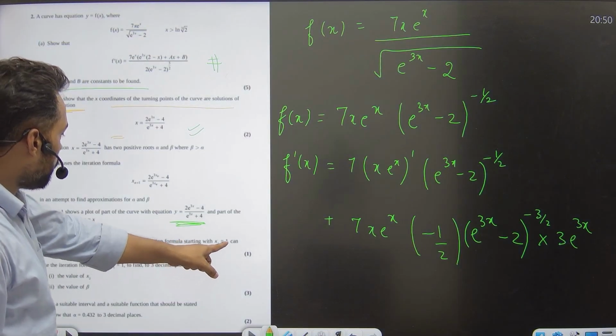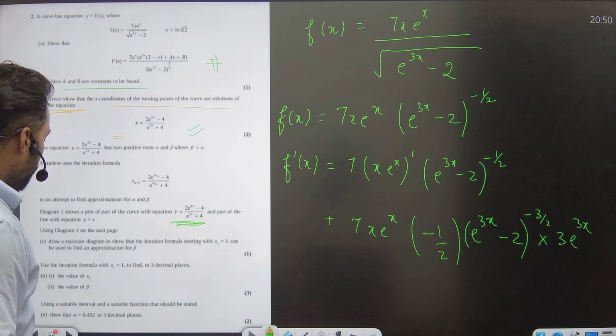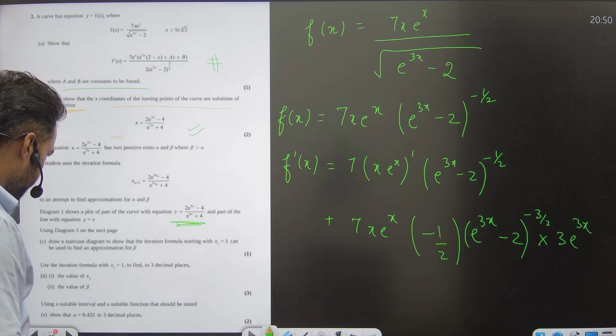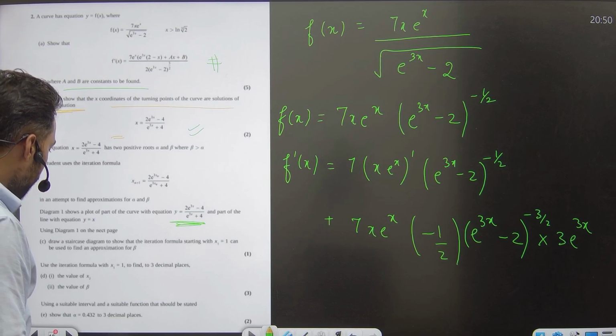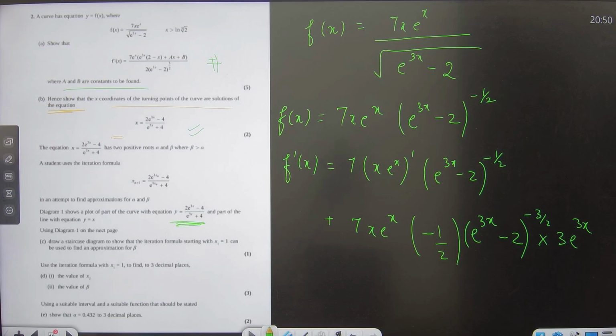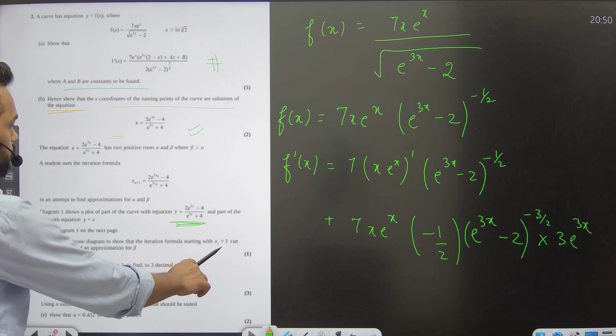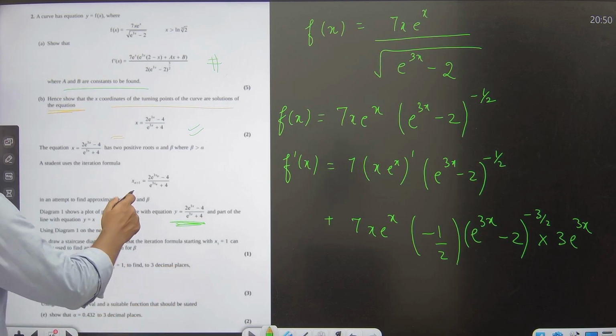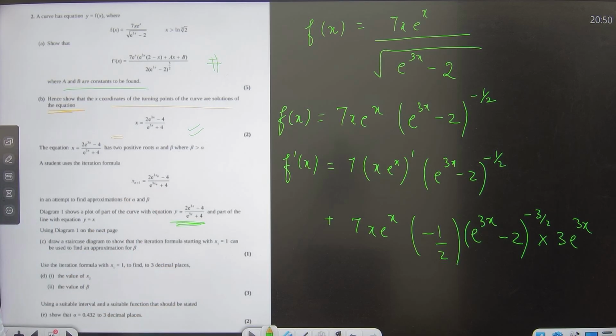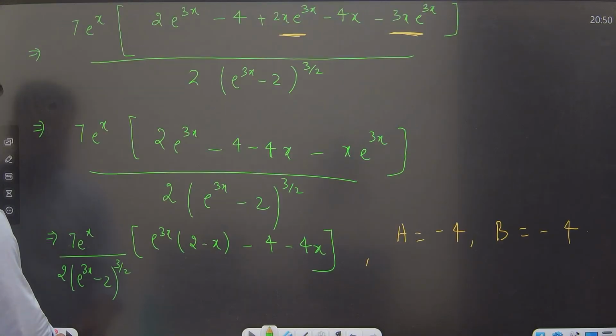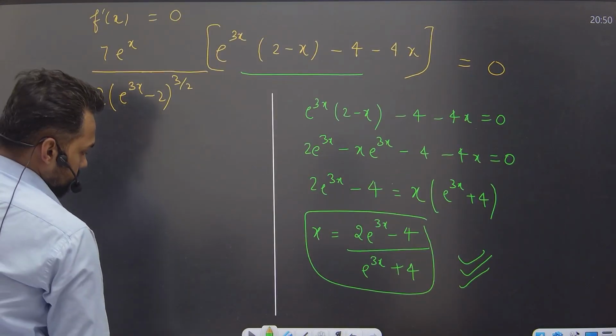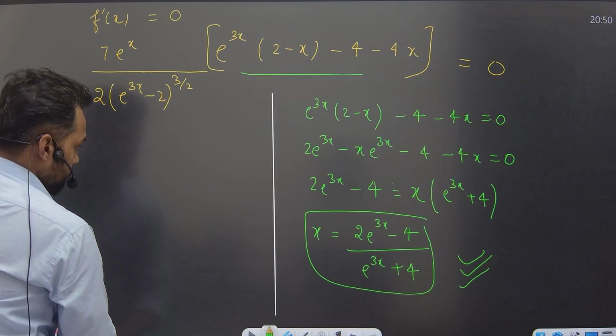With x1 equals to 1, we need to start to find the approximation for beta. x1 equals to 1, we need to start. This is the function. Okay, let's do it. It's quite a good question, student.